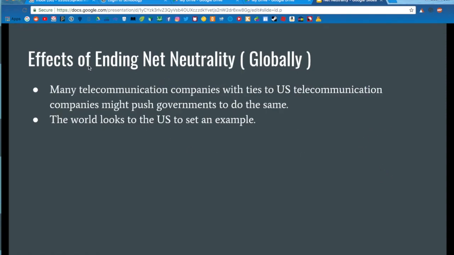And the effects of ending net neutrality globally. As I said earlier, many telecommunication companies with ties to the U.S. might push their own governments to do the same, as poor governments rely mostly on private corporations for their money, and these corporations basically control the government, such as in South Sudan or places like that. And also, if you might not know already, the U.S. is a prime example in the world, and the world looks to the U.S. to set an example to follow, as the U.S. has been quite successful in their past things that they have done.